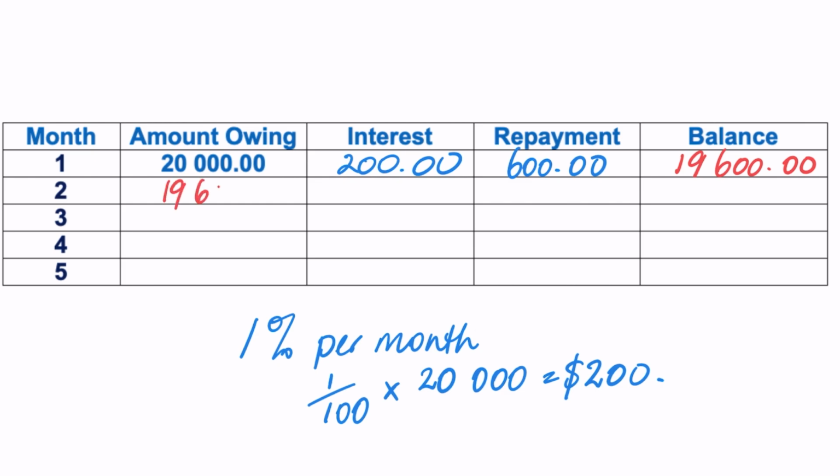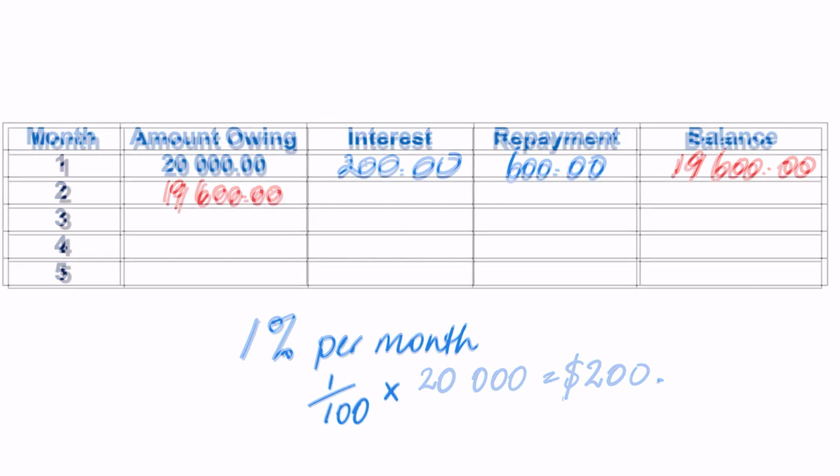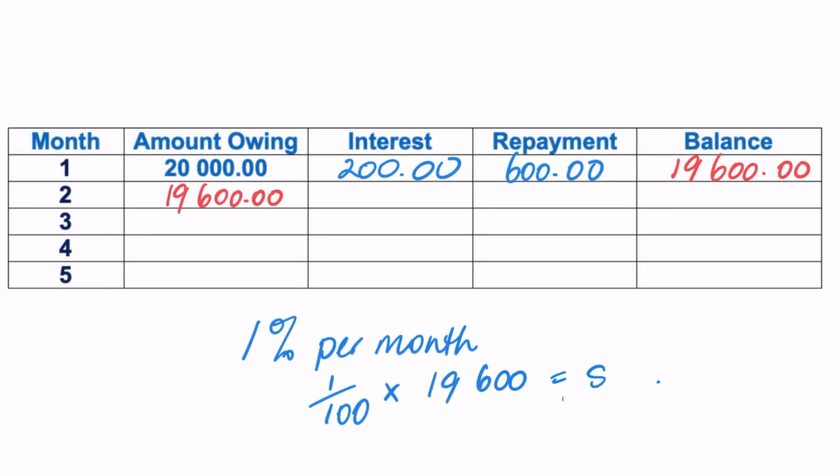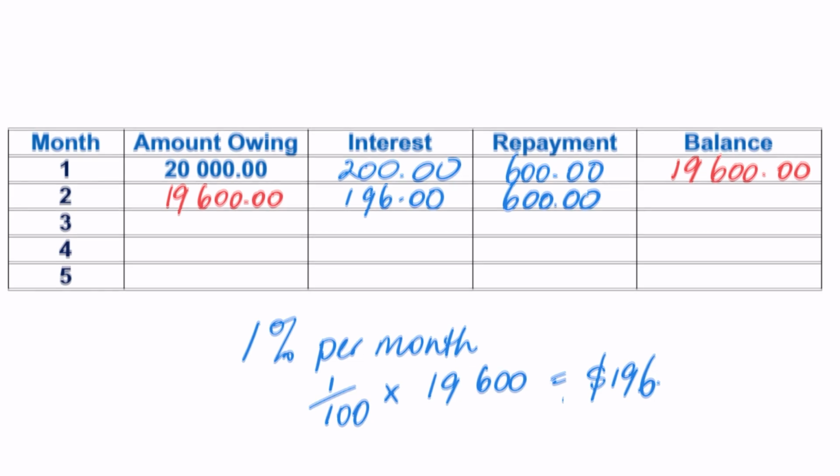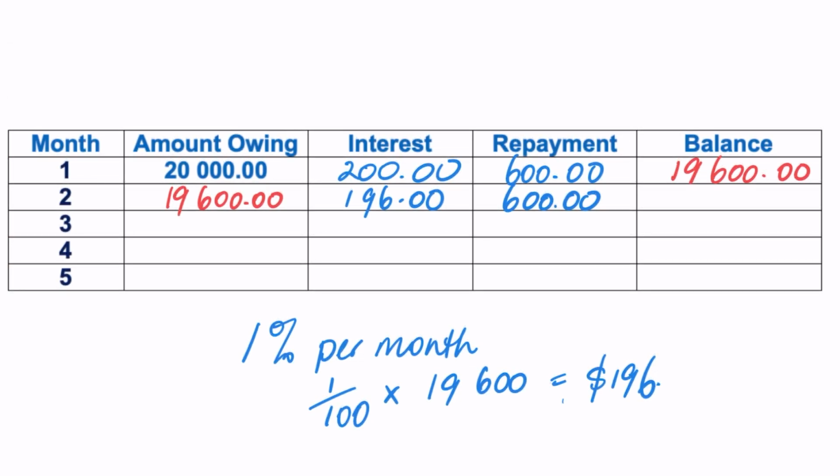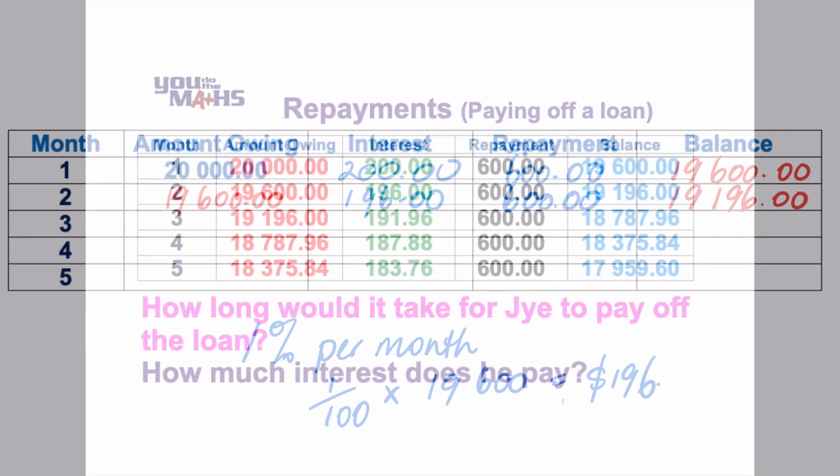So we repeat the calculation for interest, which is 1% in this case of $19,600, which is $196. We again have a repayment of $600, and our balance is the amount we owed plus $196 minus the repayment of $600. And this time that comes to a value of $19,196. If we continue to repeat that, our first 5 months can be seen in this diagram.